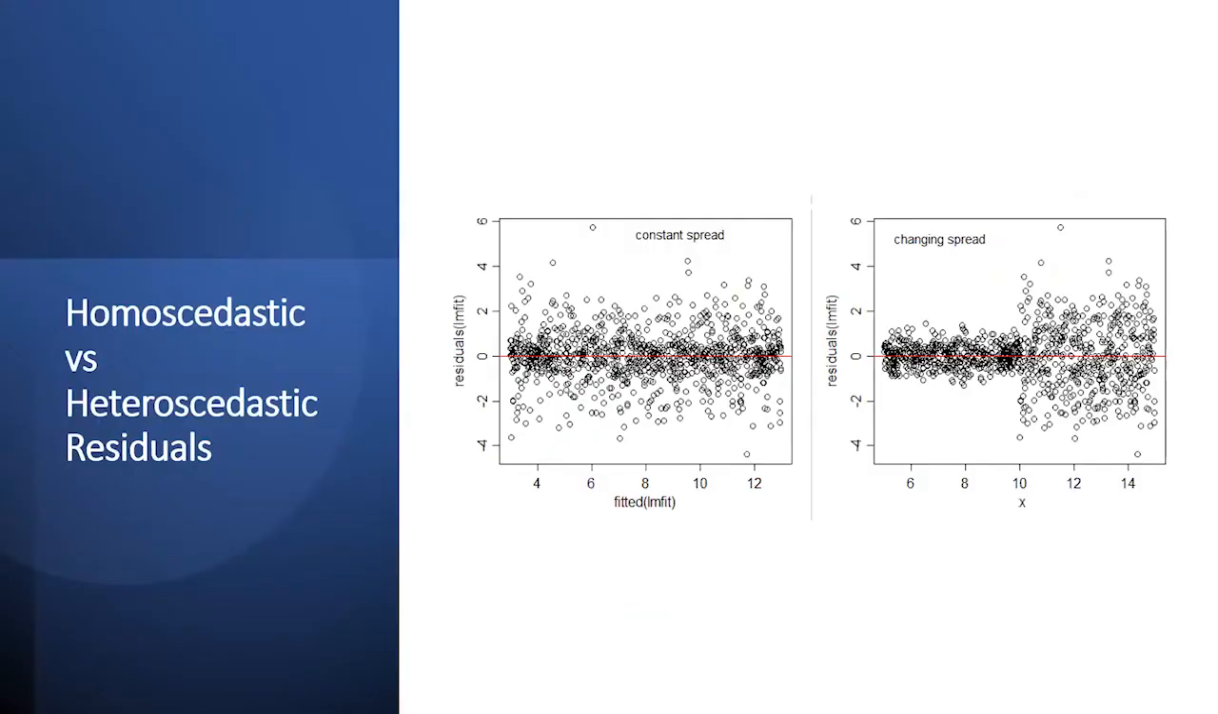Another way of looking at it, if you look at what we mean by constant variance: the left-hand side panel shows there is no particular shape in the residuals versus the fitted values. No particular shape, it's a constant spread, no particular pattern in the way the residuals are spreading across the fitted values. On the other side, on the right-hand side panel, clearly you can see a pattern.